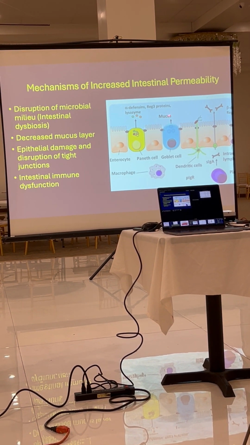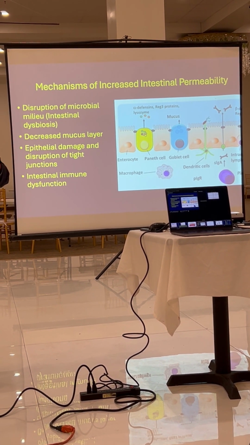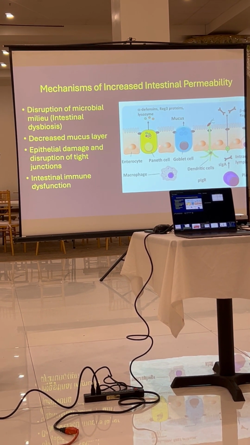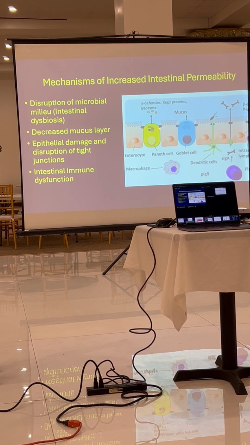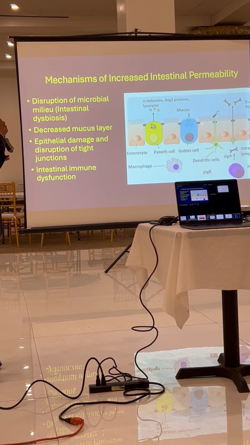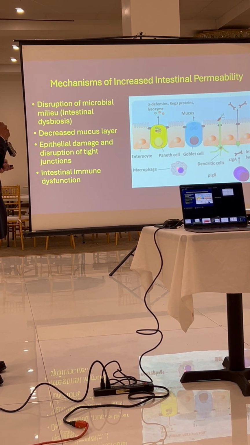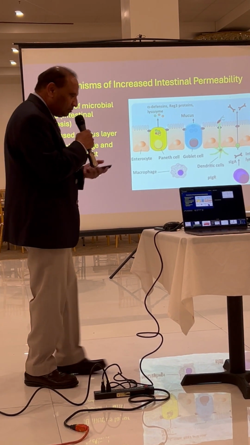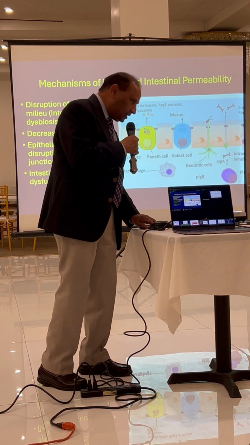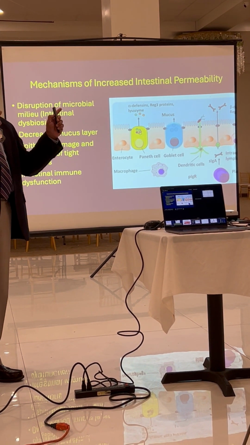The second thing is the mucus. If there is a problem in the mucus, then it will allow things to go through it. The third thing is tight junctions of the epithelium. If there is a problem here, then things will go through it. And the last is the function of the intestinal lymphocytes and macrophages, and whether that gets affected. So we will talk about each one of them.